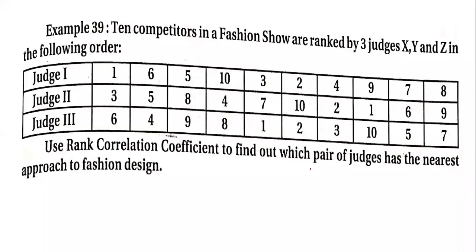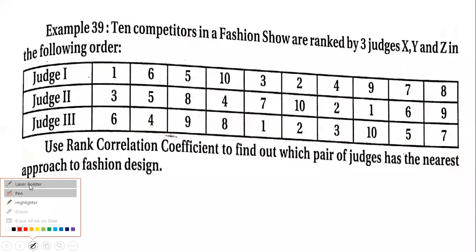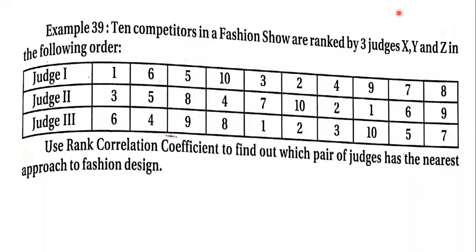Okay. Now, moving on to the next problem, we have more data given to us in this problem. 10 competitors in a fashion show are ranked by 3 judges. So there is a fashion show which is happening and there are 10 people who are participating. Out of those 10 people, the judges are giving marks for them. So there are 3 judges, Judge 1, Judge 2 and Judge 3.